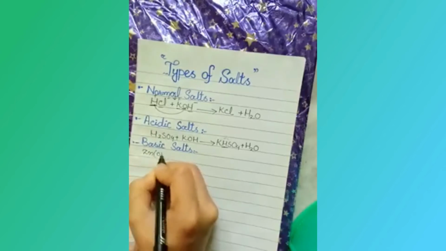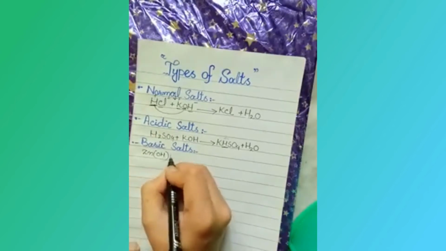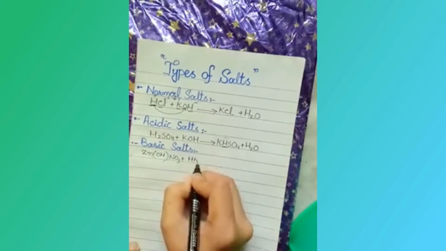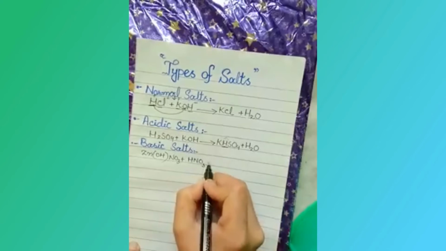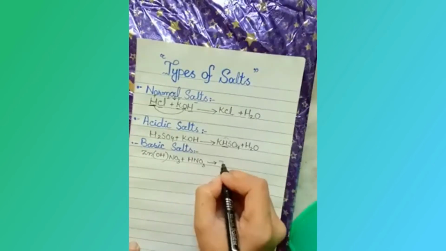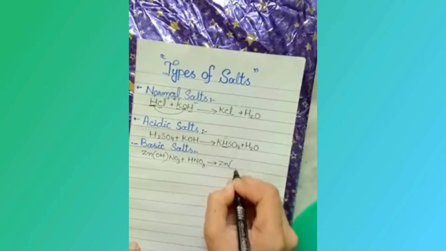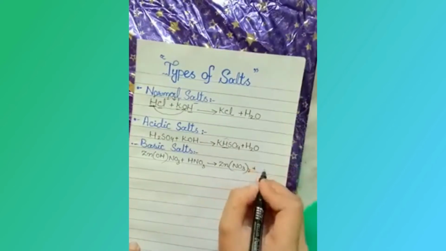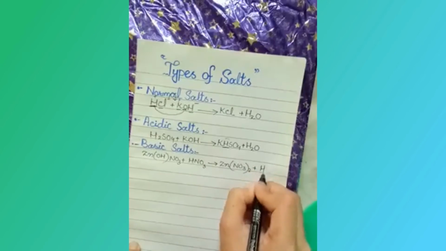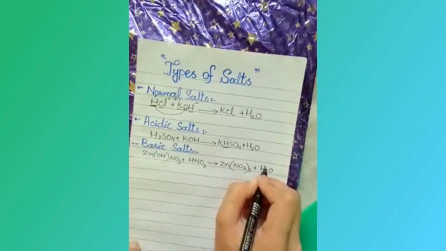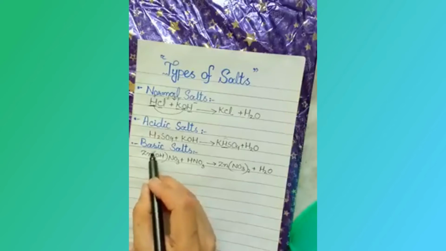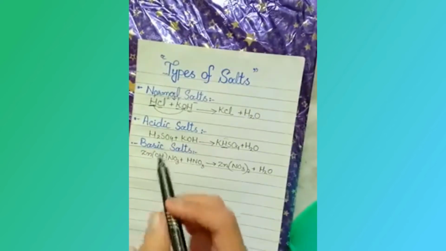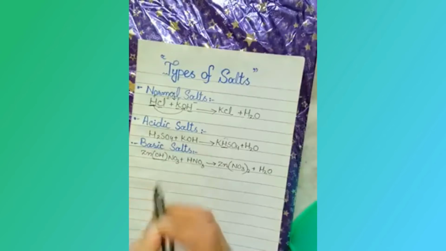Zinc hydroxynitrate reacts with nitric acid and it will form zinc nitrate along with water. So if you see here, there is partial replacement or incomplete neutralization of the polyhydroxy base.